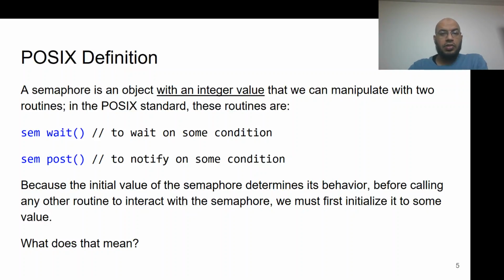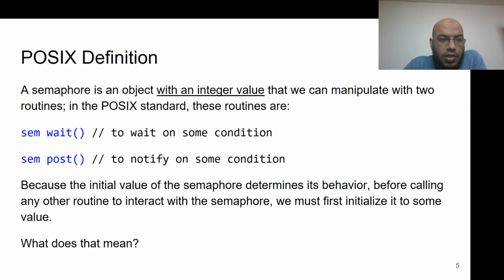And in this case, Three Easy Pieces has the actual definition that is used in reality, while many of the operating system books use the definition that was used by Dijkstra in the 60s, which is very far away from the implementation, as you might guess. So the POSIX definition, and here you will understand what the difference is between the two, is that a semaphore is an object with an integer value. So far so good, that we can manipulate with two routines in the POSIX standard.